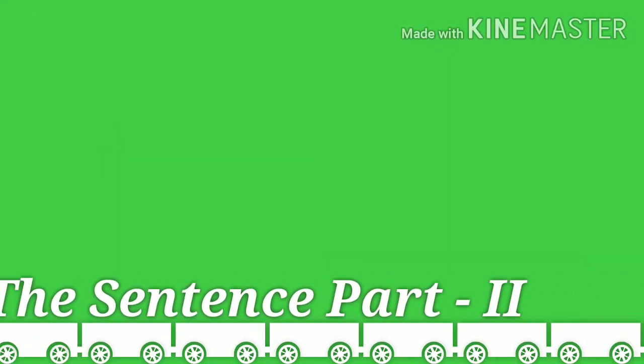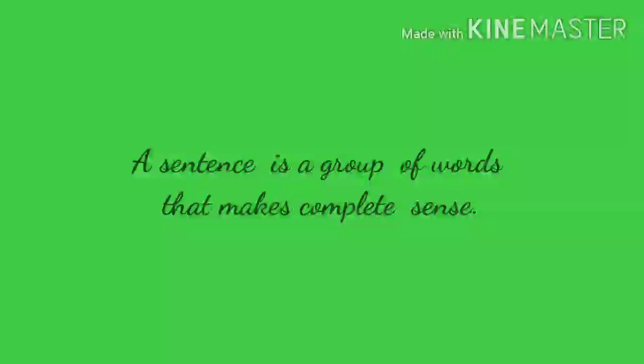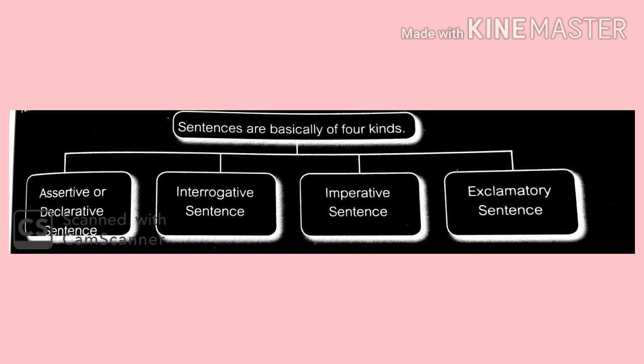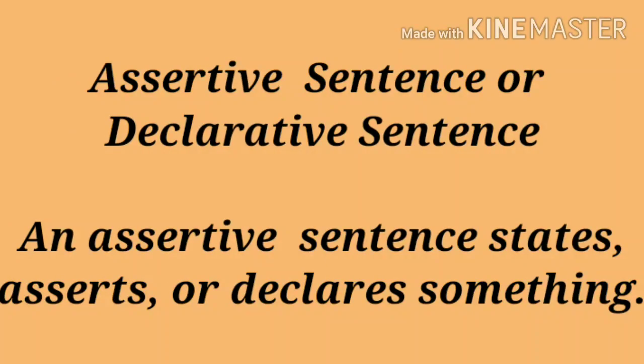This is the second part of our English lesson, the sentence. If you remember, in our last class, we learnt that a sentence is a group of words that makes complete sense. We also learned that there are 4 kinds of sentences: assertive or declarative sentence, interrogative sentence, imperative sentence, and exclamatory sentence. In our last class, we dealt in detail with the first kind of sentence, that is the assertive or declarative sentence.